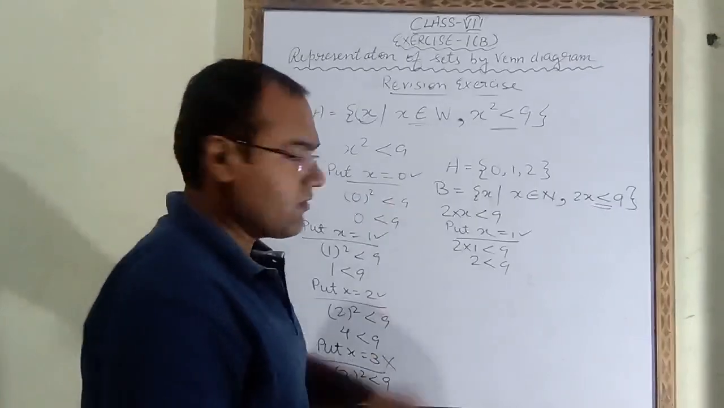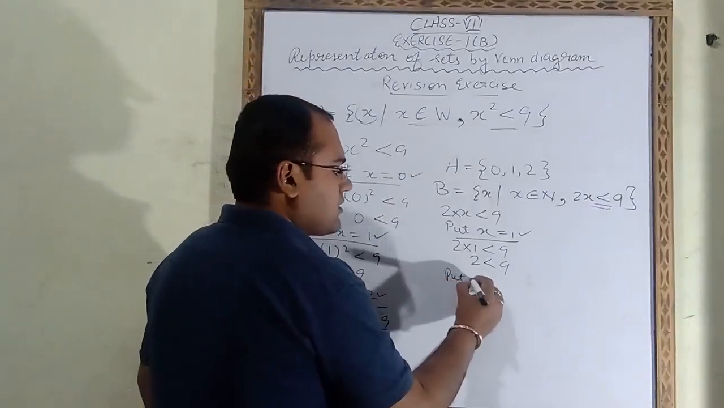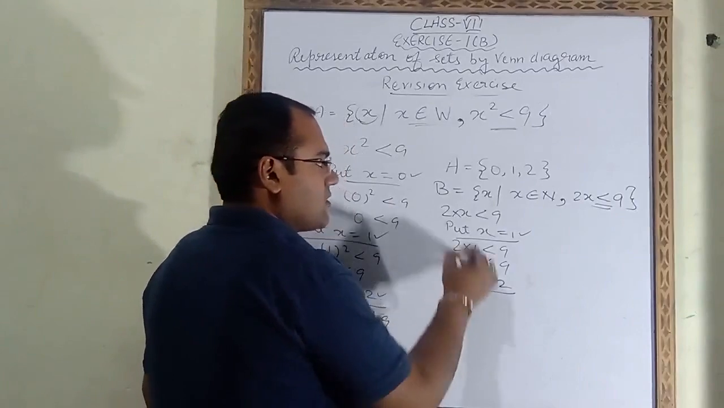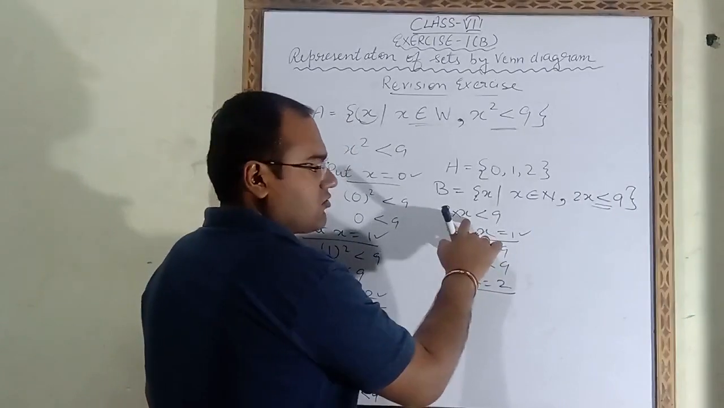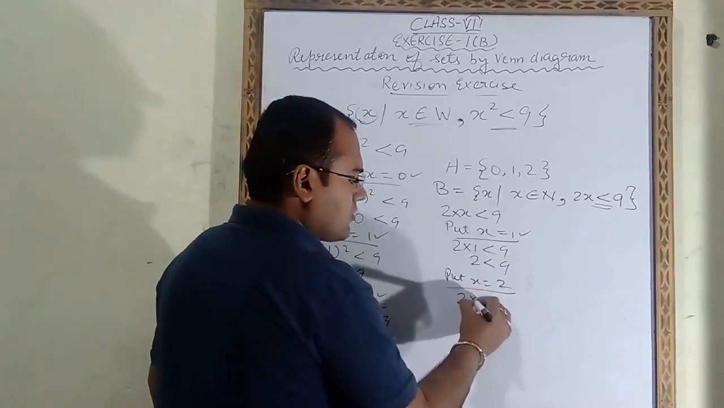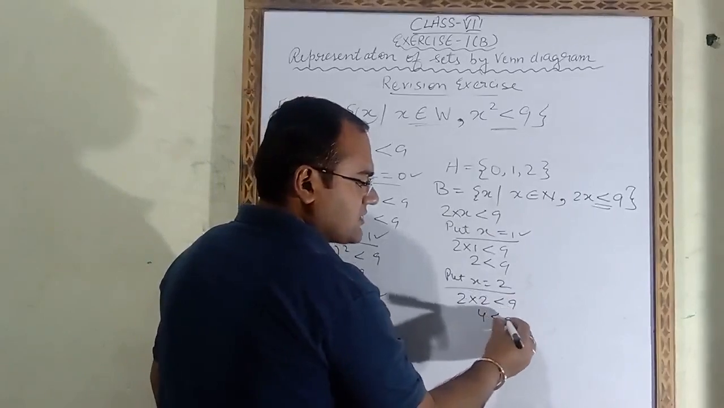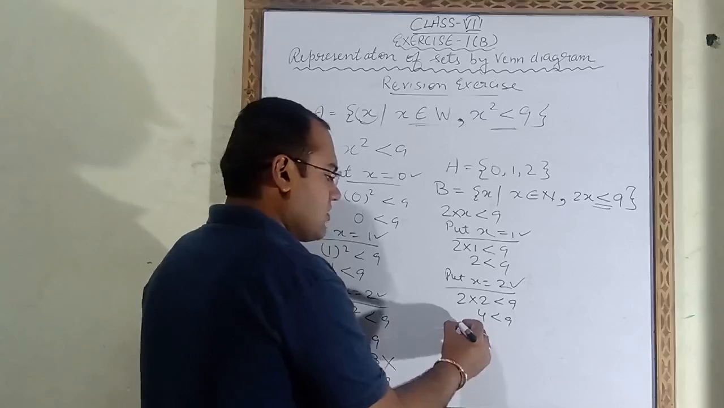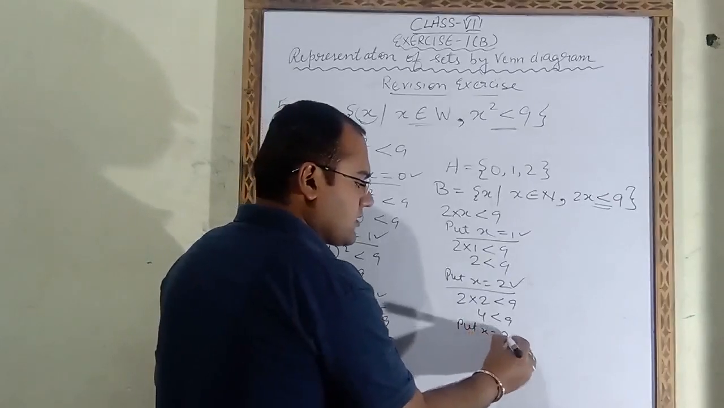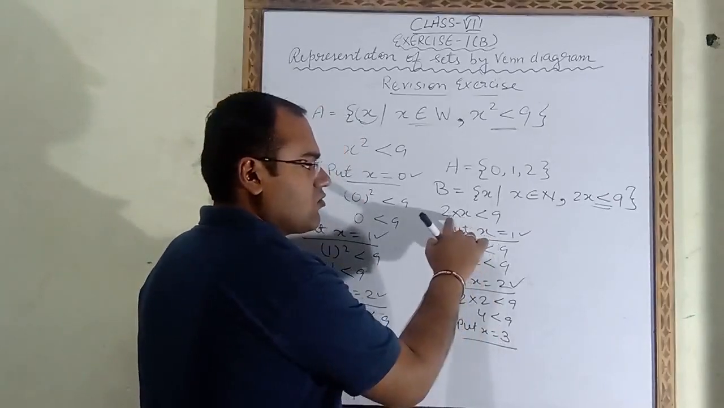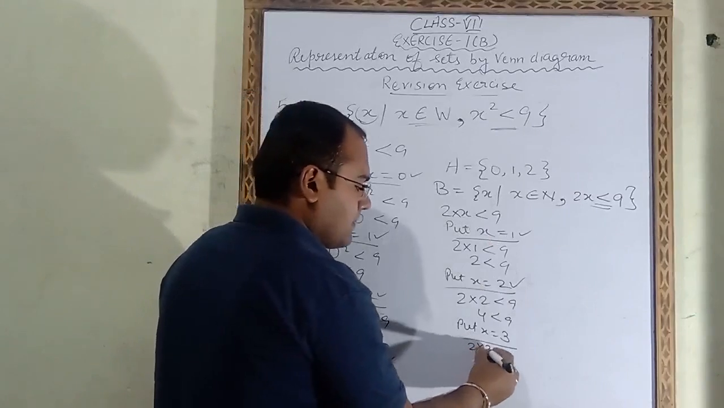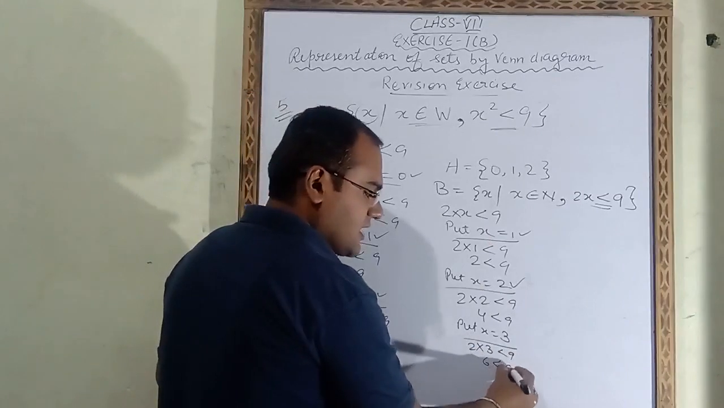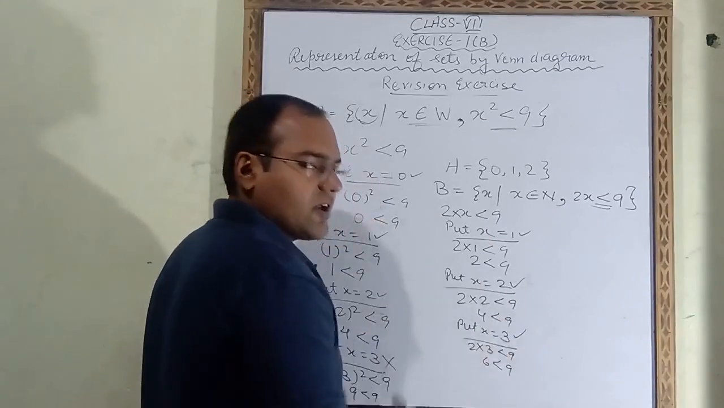Now next value we will put x is equal to 2. So here we have to put x value 2. 2 multiply 2 is less than 9. 4 is less than 9. Yes. That means this one also we have to take. Next value, put x is equal to 3. So here we have to put 3. 2 multiply 3 is less than 9. That means 6 is less than 9. Yes. So this value we have to take.